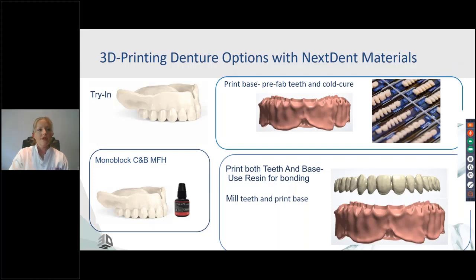Now for denture printing, I showed you the monoblock. We've got the try-in material, or you can use the CNDMFH. And like Lucas showed you, you can choose all of those in Exocad. You can also print all of these options. So the material that we use is Denture 3D Plus, and you can print the base, and you can use carded teeth and just use your cold cure. You can reline it. You can print both your base and your teeth and use resin for bonding. Or you can mill your teeth and print your base. And again, you can use your cold cure.